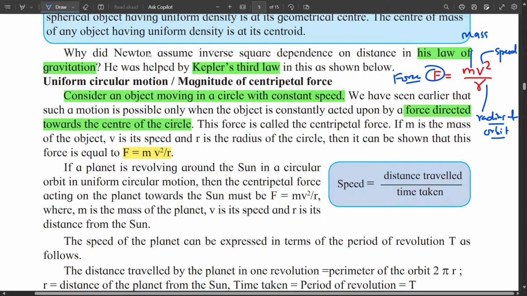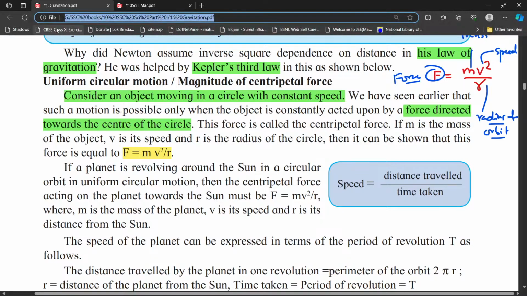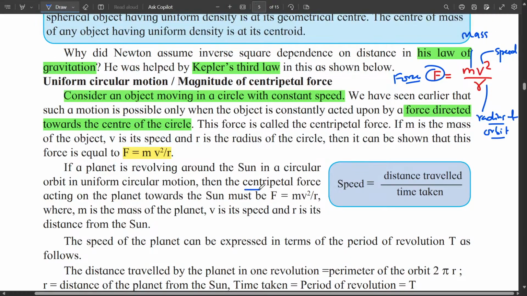If a planet is revolving around the sun in a circular orbit in uniform circular motion, then there is a centripetal force acting on the planet which is necessary for the continuation of circular motion, and this force is F equal to mv square upon r. Now let us consider that a planet is revolving in a circular orbit around the sun. So this is sun, this is the circular orbit in which the planet is revolving, this is planet.